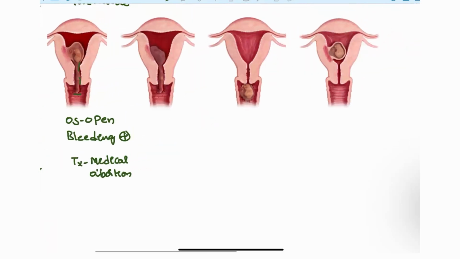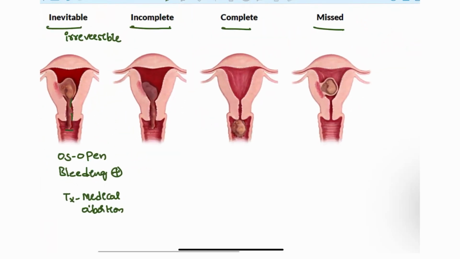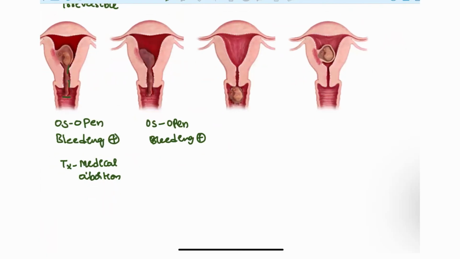Next, incomplete abortion. What does incomplete abortion mean? Here also the os is open and bleeding is present, but the products are incompletely expelled. Some of the products of conception are still present inside the uterus. What is the treatment for this? Emergency suction and evacuation should be done for this patient.